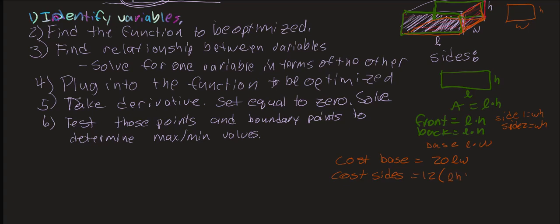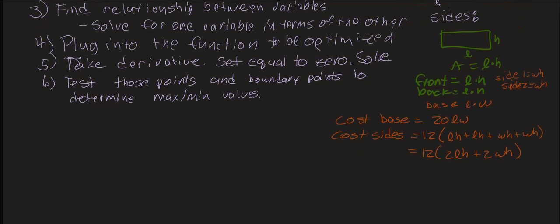Well, I have the front, the back, and one side and the other side. So I have 12 times (2LH plus 2WH). Okay, so now I'm ready. My variables were length, width, and height. My function to be minimized is my cost function, and my cost is 20LW plus 24LH plus 24WH.